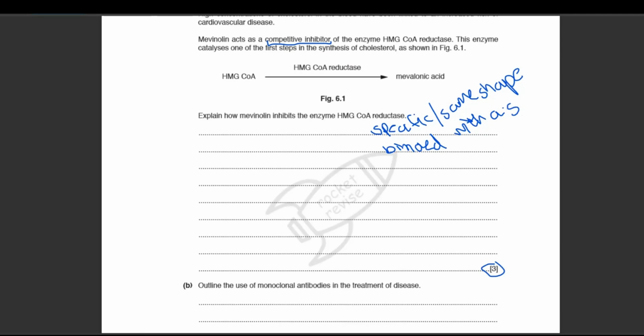Then what else can I write? Bound with the active site, and this is why HMG-CoA, the actual substrate, was unable to bind with the active site and mevalonic acid production decreased. Okay. So your substrate did not bind and you did not get your product. So the product, which was mevalonic acid, decreased. Make sense?